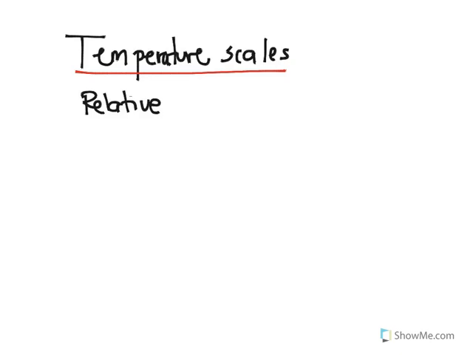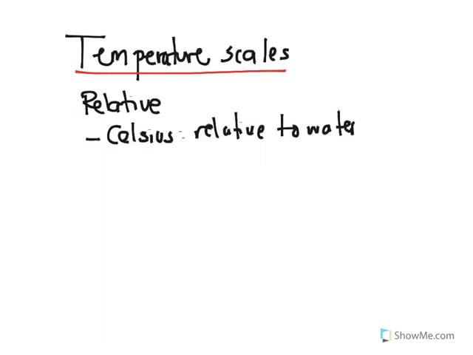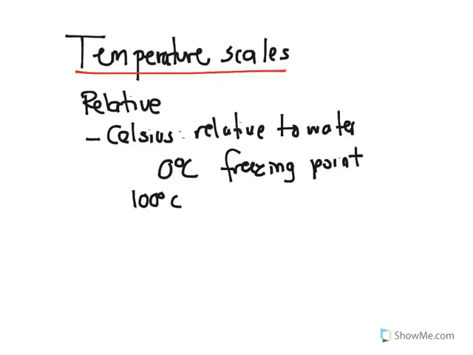The first ones are relative, and the first one is the Celsius, which is, for instance, relative to water, in the sense that 0 degrees Celsius is the freezing point, while 100 degrees Celsius is the boiling point. Then each degree or each step is going to be between 0 and 100.